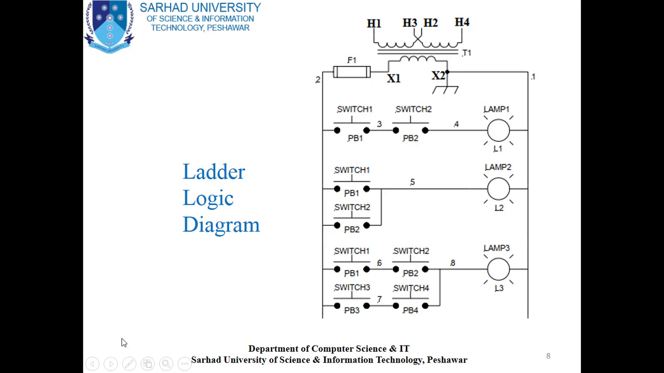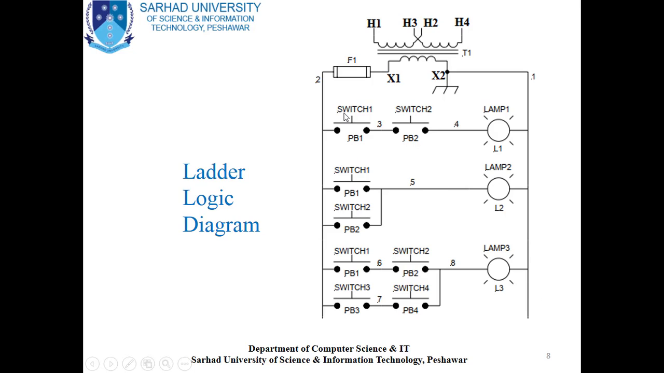Here you can see the ladder logic diagram in which we have connected the control transformer and fuse. The fuse has been connected in series with the control transformer. Here you can see the phase, and here you can see the neutral. So line number 2 represents the phase, and line number 1 represents the neutral. The power can flow from left to right and from top to bottom.